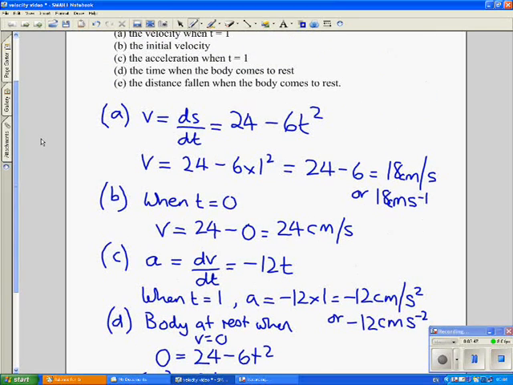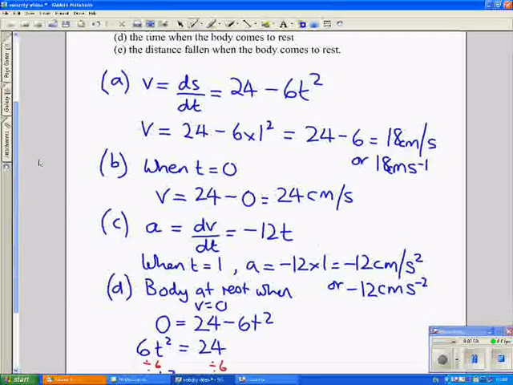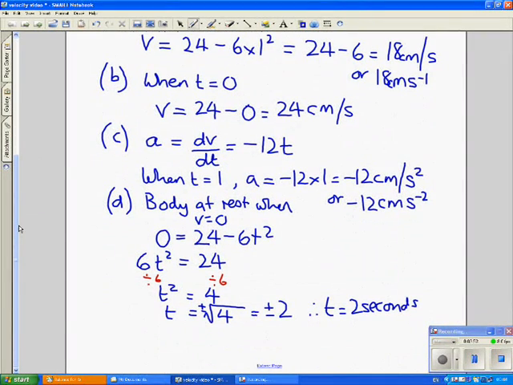Now, part E, the distance fallen when the body comes to rest. That means we need to find out the distance when t equals 2. So we need to go back into our original equation, which was s equals 24t minus 2t cubed, and then we're going to substitute into that when t equals 2.